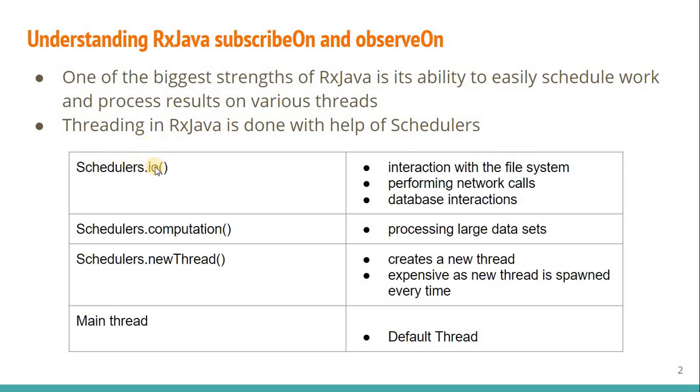First, the I/O scheduler. It is used to interact with file systems, like dealing with files, performing network calls, like dealing with APIs, for example, REST API, and database interactions. Regarding database, it is important to know that your database must support reactive programming, meaning it has to be non-blocking.